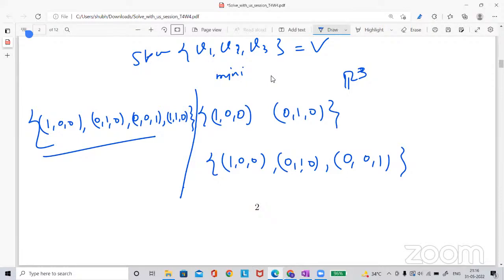So what is happening here? This set is a linearly independent set, but it is not a maximal linearly independent set. But sir, at the same point, it is also not spanning R3. No matter, I'm just asking, is it a maximal linearly independent set in R3? So the answer is no.